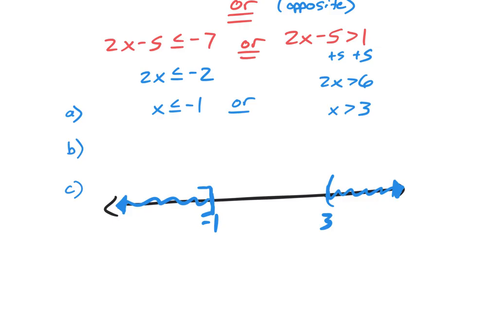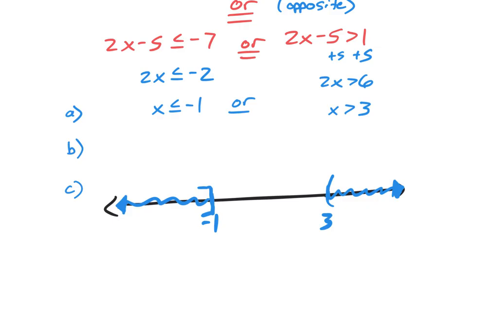And remember we said one or the other. So I could have any number that's less than or equal to -1 or any number that's bigger than 3. Any number that's in between these two is not going to work or satisfy this inequality. When I do interval notation here, here's why it looks a little bit different.